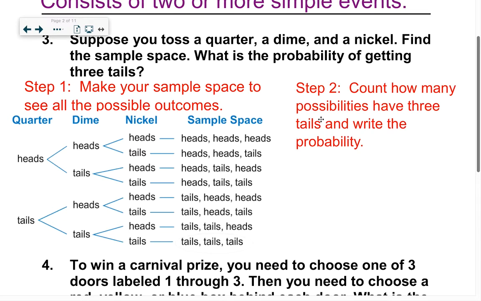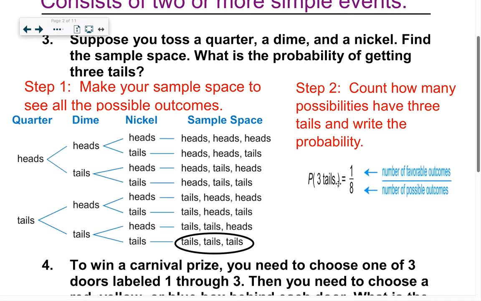Step 2, count how many possibilities have 3 tails and write that probability. Well, which one has tails, tails, tails? Well, that's this last one. So great, 1 out of 8 have tails, tails, tails. So as you can assume, my probability is going to be 1 out of 8. And I simply wrote here P of 3 tails because the probability of 3 tails is 1 out of 8. And we've just figured out that probability.